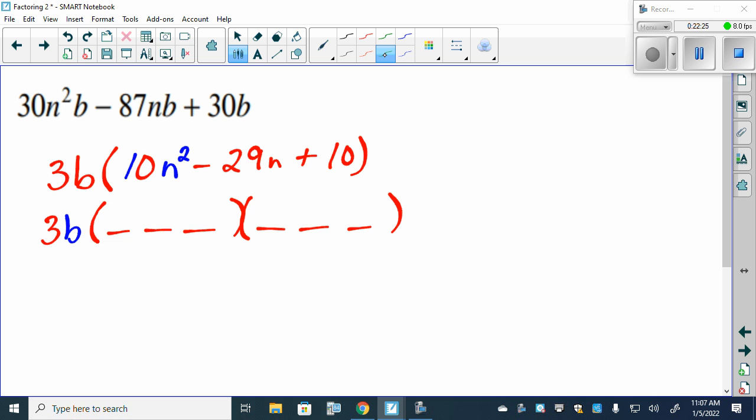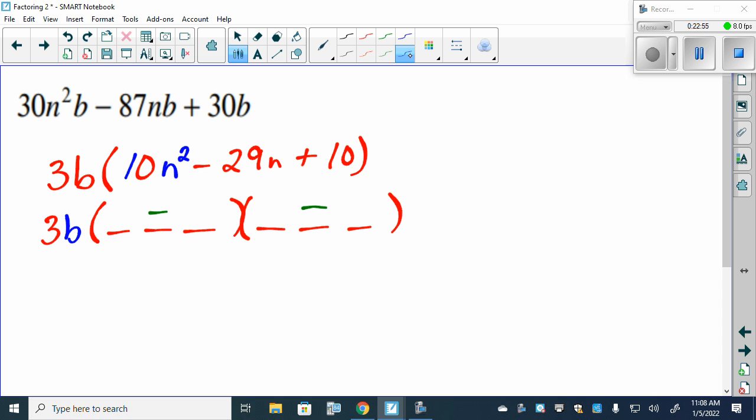Now, there aren't any other like terms between these three here. It just ended up being the 3b, which we already factored out. And since we factored out all the like terms, we can go on and factor with 2 sets of parentheses with 3 spaces. Now, since the 10 is positive, the third term is positive, the signs are the same, and they're going to match the sign of the middle term, which is negative. So we'll have negative and negative.